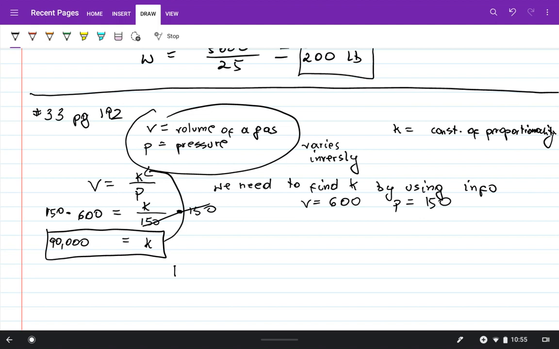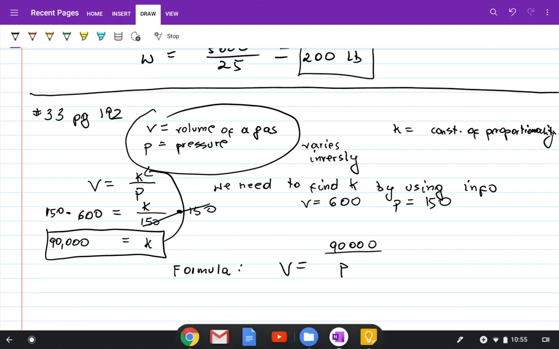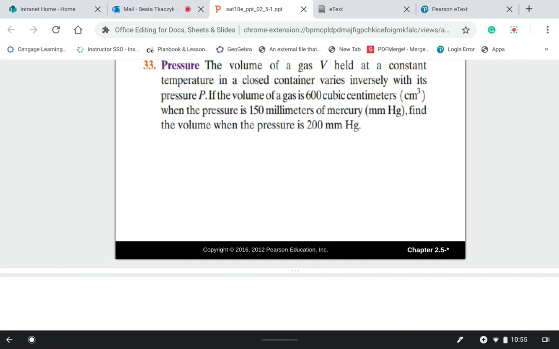Which I'm going to plug in right here. So our formula for this problem is V equals 90,000 divided by P. So this is the formula, and now we can answer the question from the problem. Find the volume when the pressure is 200. So 200 millimeters. We're going to replace P with 200, and that will give us the answer.